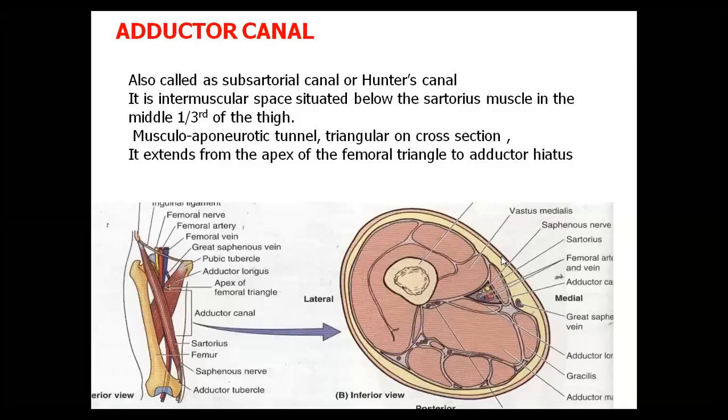Okay. So now we are going to discuss the adductor canal. Very, very important short note, it can be a very short note. Now see, this is the cross section of the thigh. What we are seeing is the femur, skin, superficial fascia, fascia lata, and the intermuscular septa: medial, lateral, and posterior.